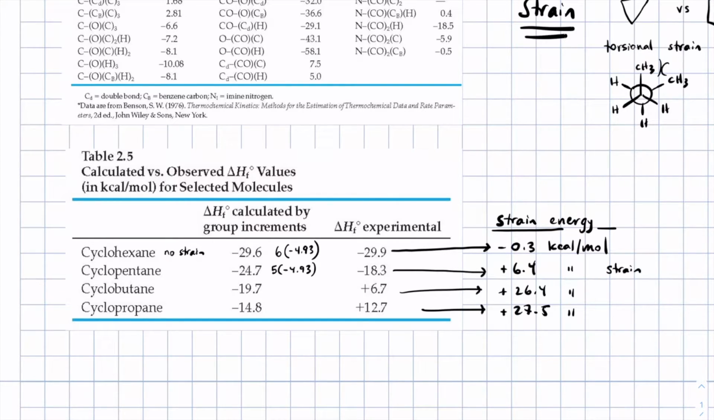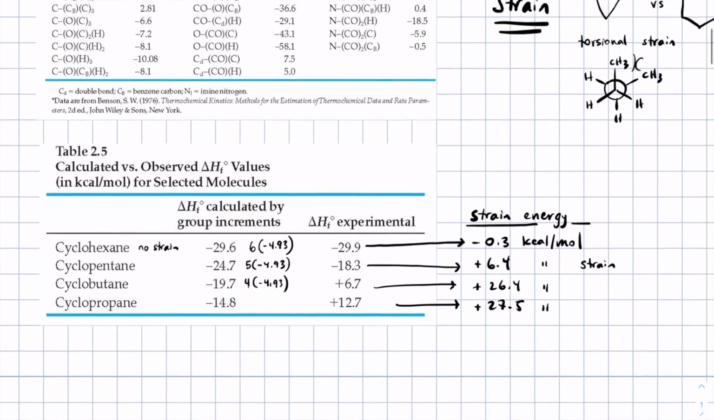Okay, so we would say that cyclopentane is more strained than cyclobutane. I'm sorry, we would say that cyclopentane is more strained than cyclohexane. If instead we go to cyclobutane, and again 4 times minus 4.93, and compare that to the observed heat of formation plus 6.7, we conclude cyclobutane has a strain energy of 26 kilocalories per mole.